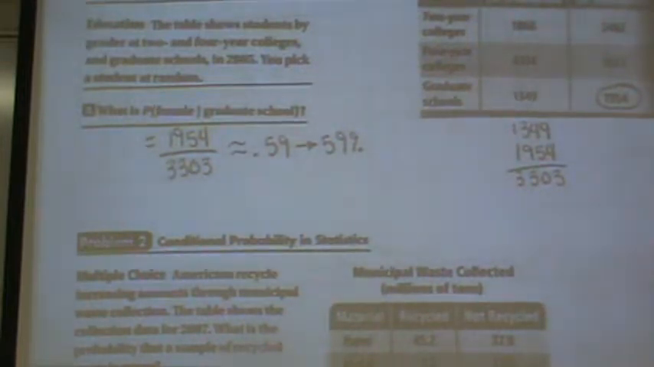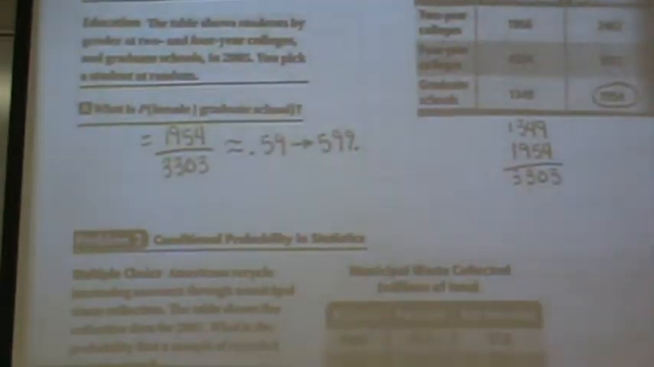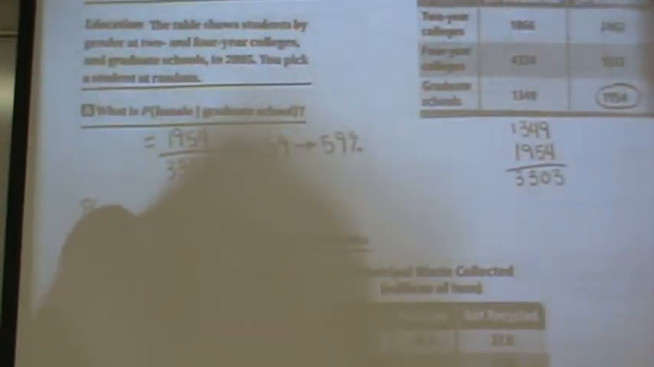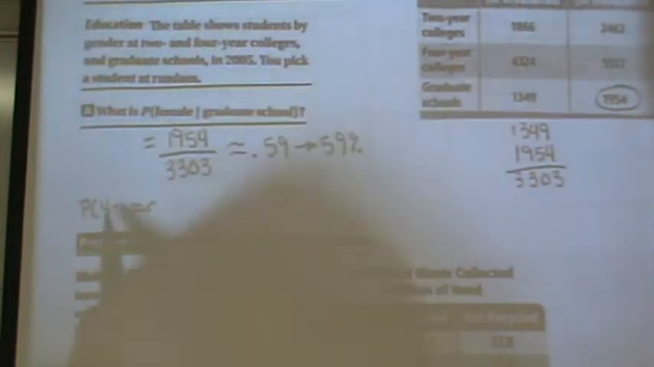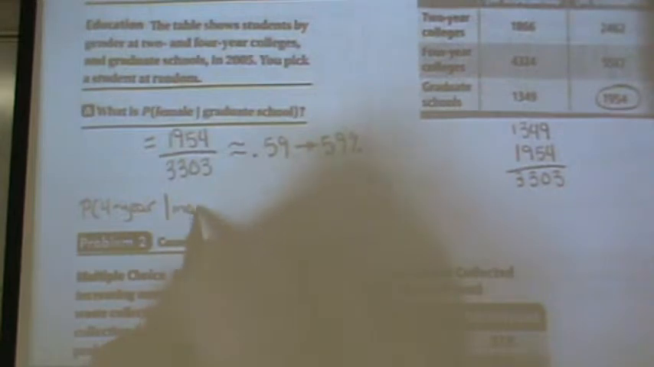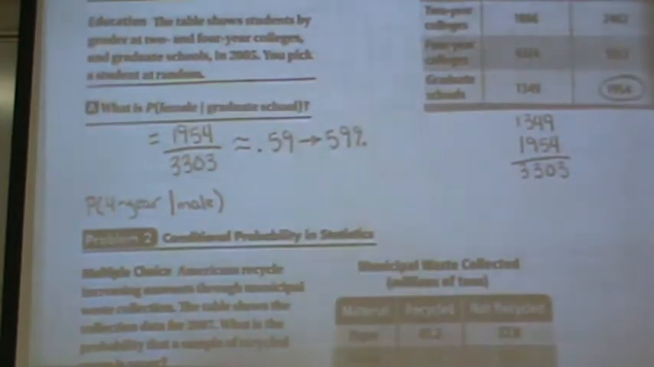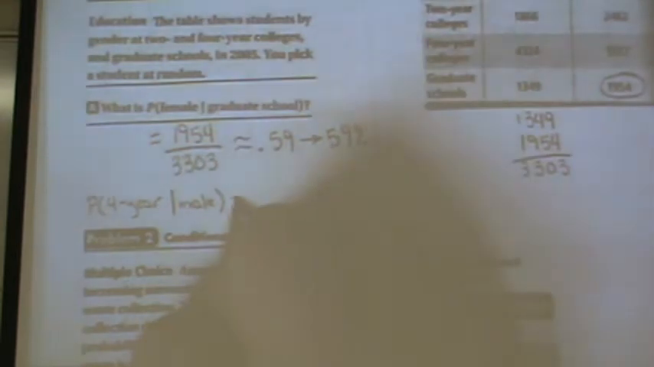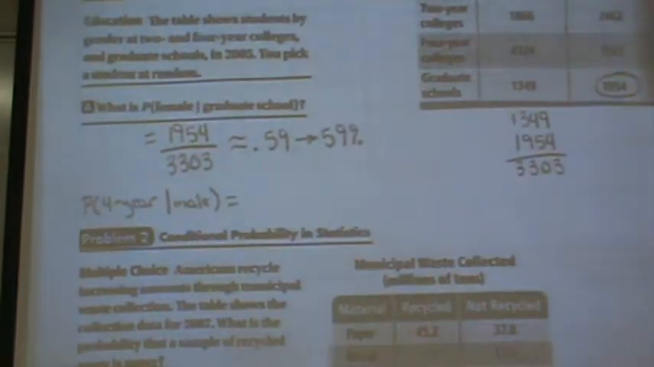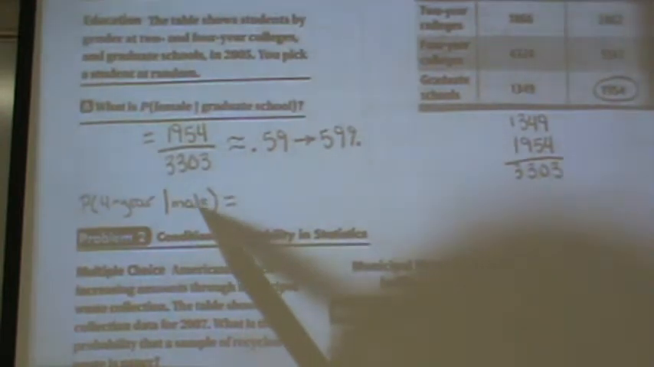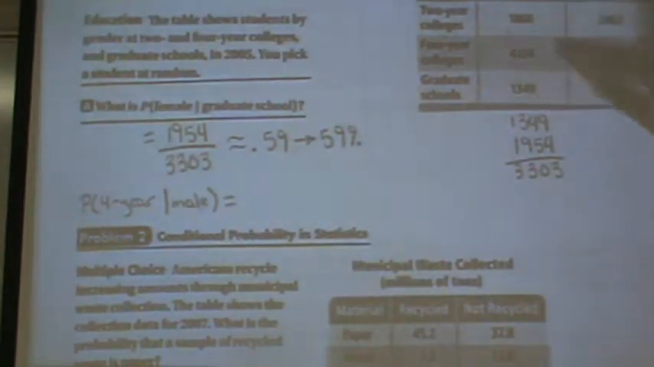We could also use the table to find another probability. Say we wanted to find the probability of students in 4-year college given that they're male. This time, our total set is going to be the total number of males, so this column right here. We're interested in the number of males, and then we want to find what percentage are in four-year college.